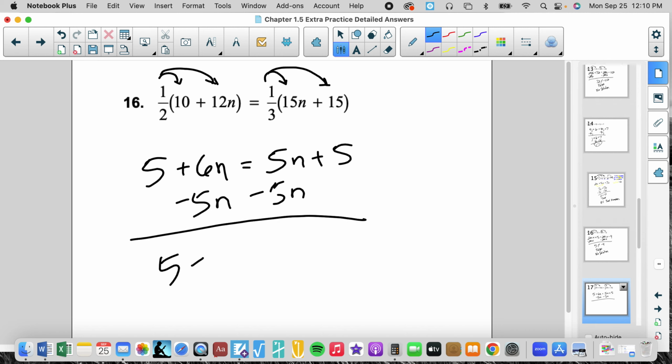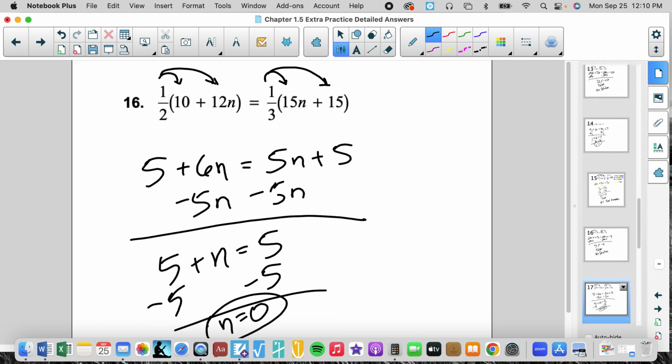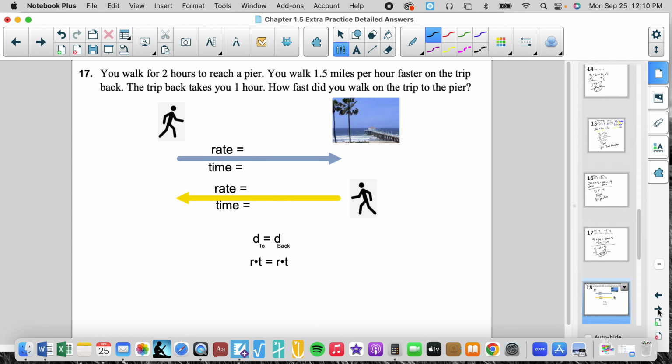We get 5 plus n equals 5 minus 5. We get n equals 0. That is a solution. 0 can be an answer. 0 is the only number. Since the variables didn't cancel out, we were left with n. We were given one solution. That solution in this example is 0.